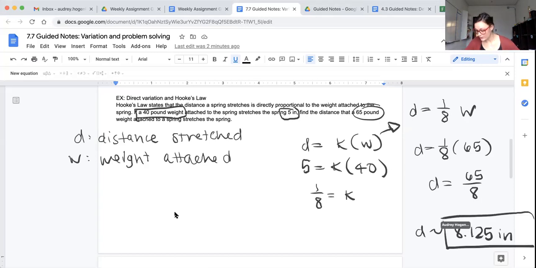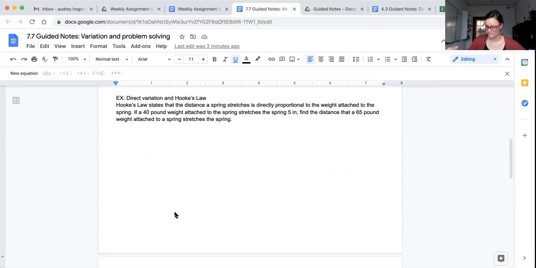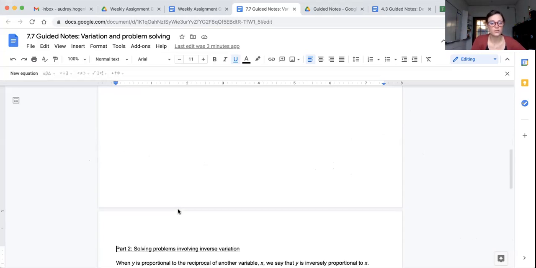So it turns out that a 65-pound weight would stretch the spring a little bit over 8 inches. Okay, so these problems are hard when you first read them, but the two steps are: solve for the proportion, solve for K, the constant of proportionality, and then solve for what they're asking you to do. And you just need to reread the problem, take it piece by piece. Don't freak out, just take it nice and slow. You got it.